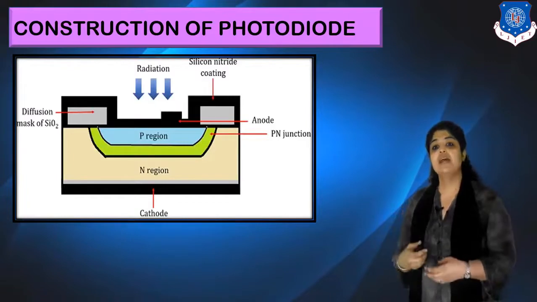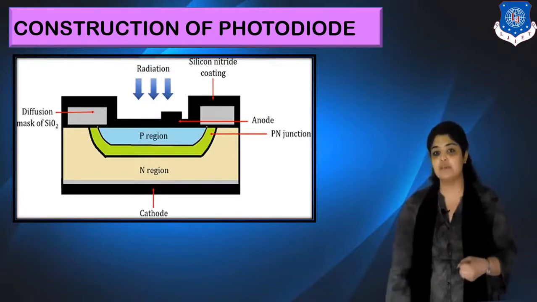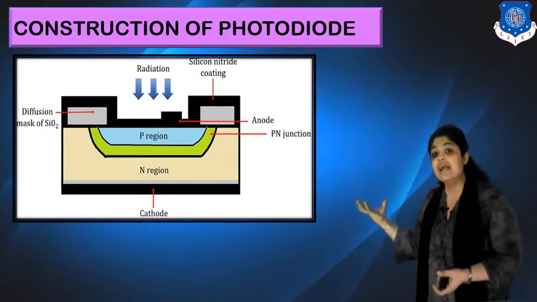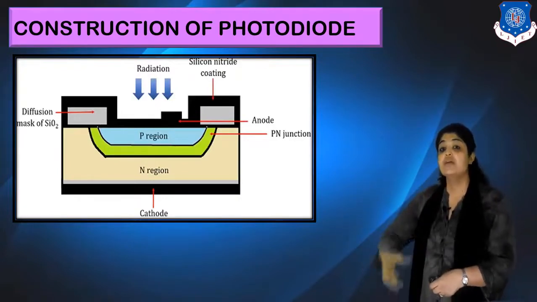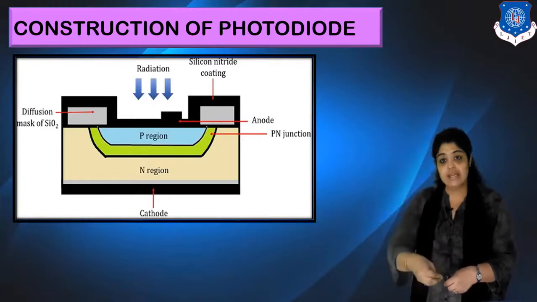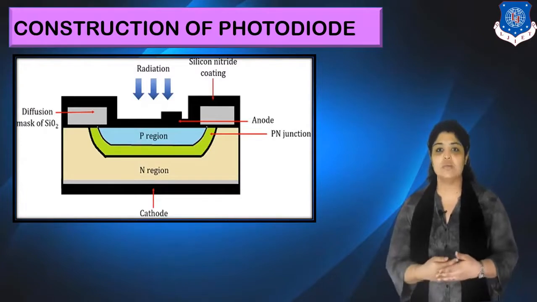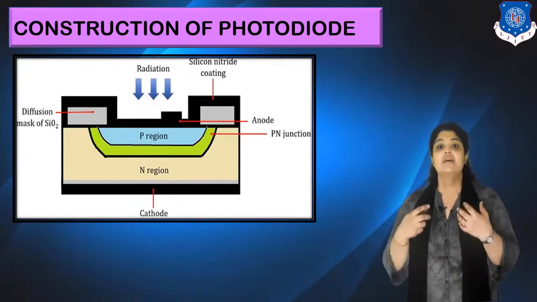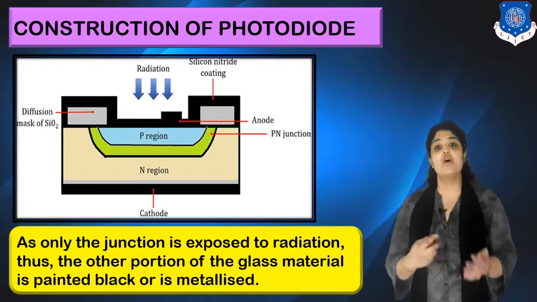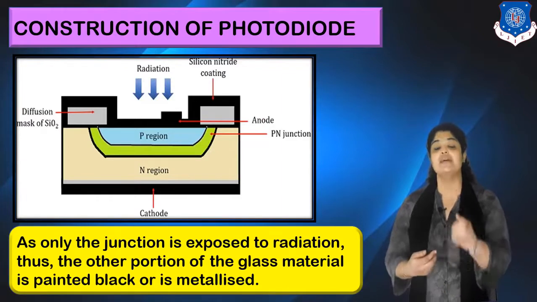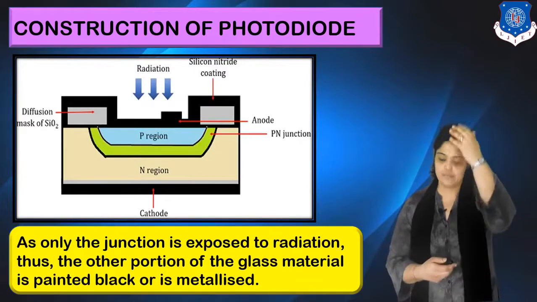You can see a silicon nitride coating over here. There is a metallic coating done here so that light absorption is maximum. So what happens when this light is incident on the junction? You can see the radiation is clearly incident on the junction. So when the light or the photons strike the junction, they release electrons from there. We'll be understanding in detail when I start the working. So we say that as only the junction is exposed to radiation, the other portion is painted black, or we say it is metallized, so that light absorption is maximum. So this is exactly how the photodiode is constructed.